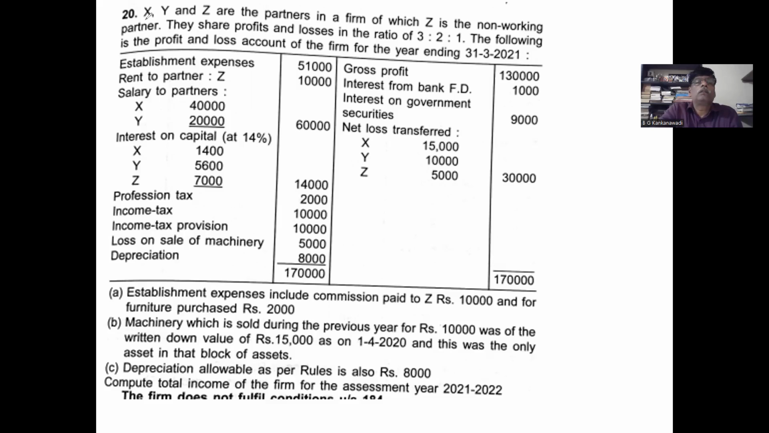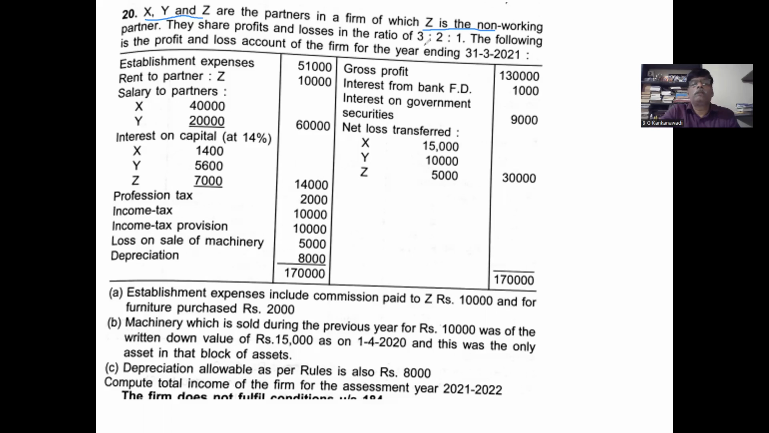X, Y, and Z are the three partners in a firm of which Z is a non-working partner. This is important. The working partners are X and Y. X and Y are the working partners. Z is a non-working partner.